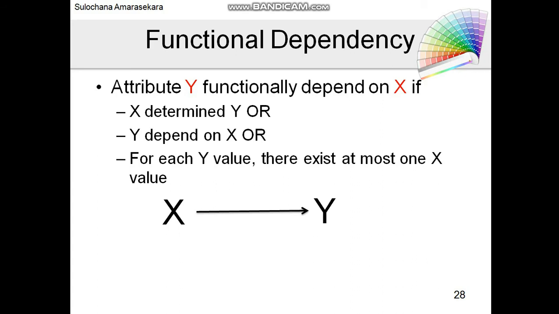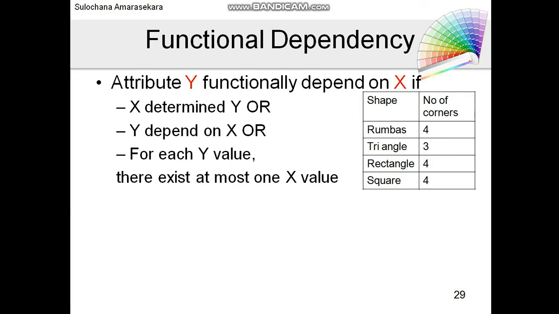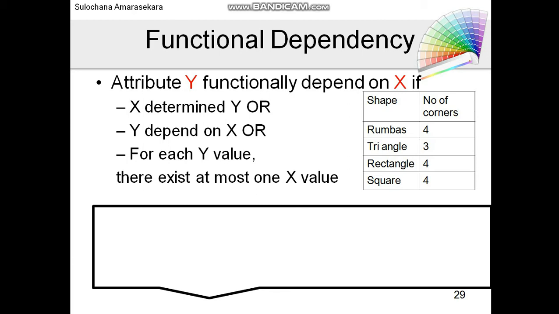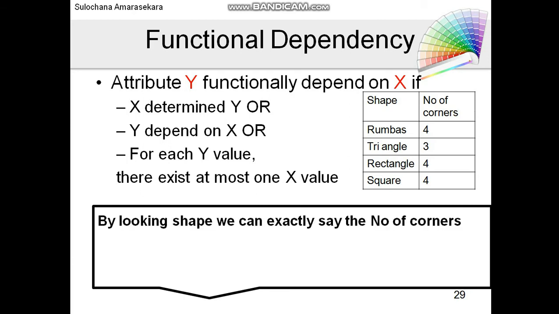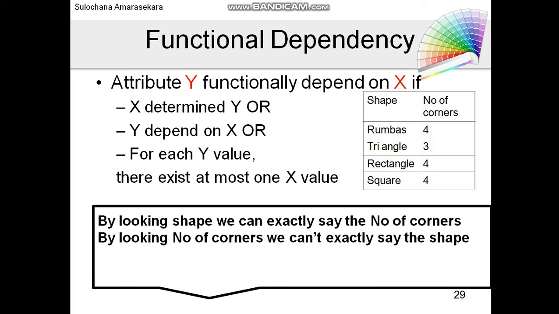This time also I am going to use an example to explain this situation. You can see here my example contains two attributes, shape and number of corners. Using shape we can exactly tell the number of corners. But by looking at the corners we can't tell the shape. For example, a rhombus always contains 4 corners, but there are 4 shapes which contain the value 4 as corners. That means number of corners functionally depends on shape.